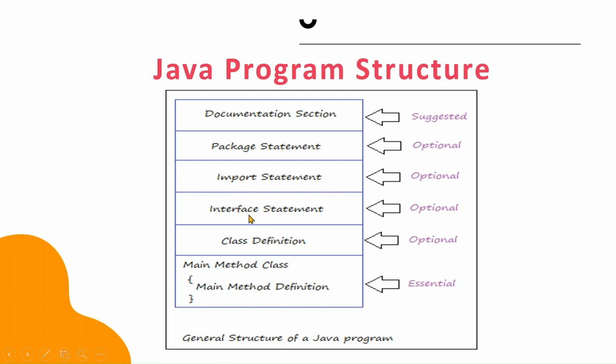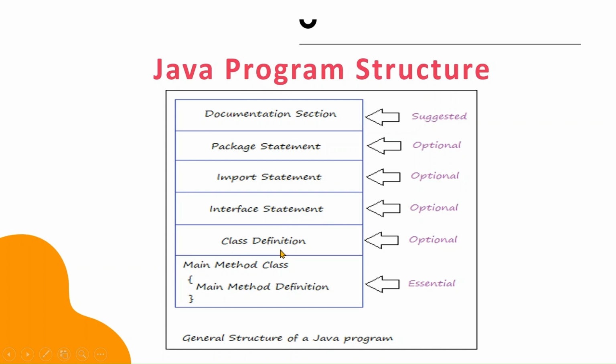Then after import statement, if you want to write some interface. Now interface is a concept which works with the multiple inheritance concept in Java. And it consists of some abstract methods. Now abstract method is nothing but a method without body definition, where you don't write any logic. So if you are creating in your application any sort of interfaces, you need to write that. That's also optional. If it is required, you write, otherwise no for your application.